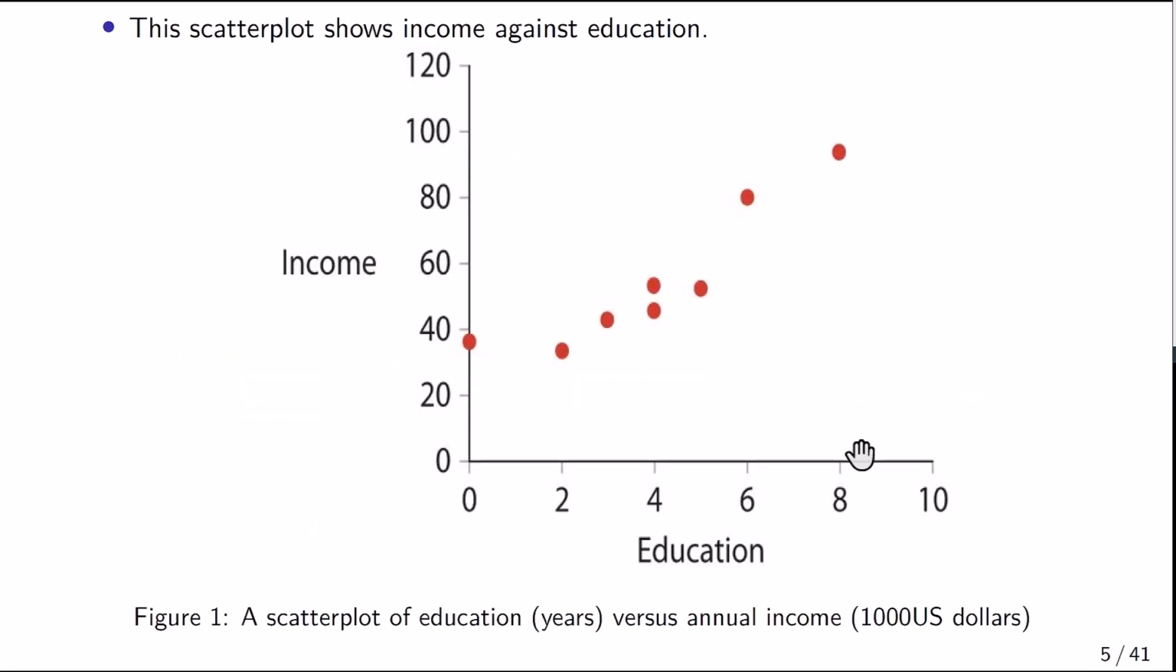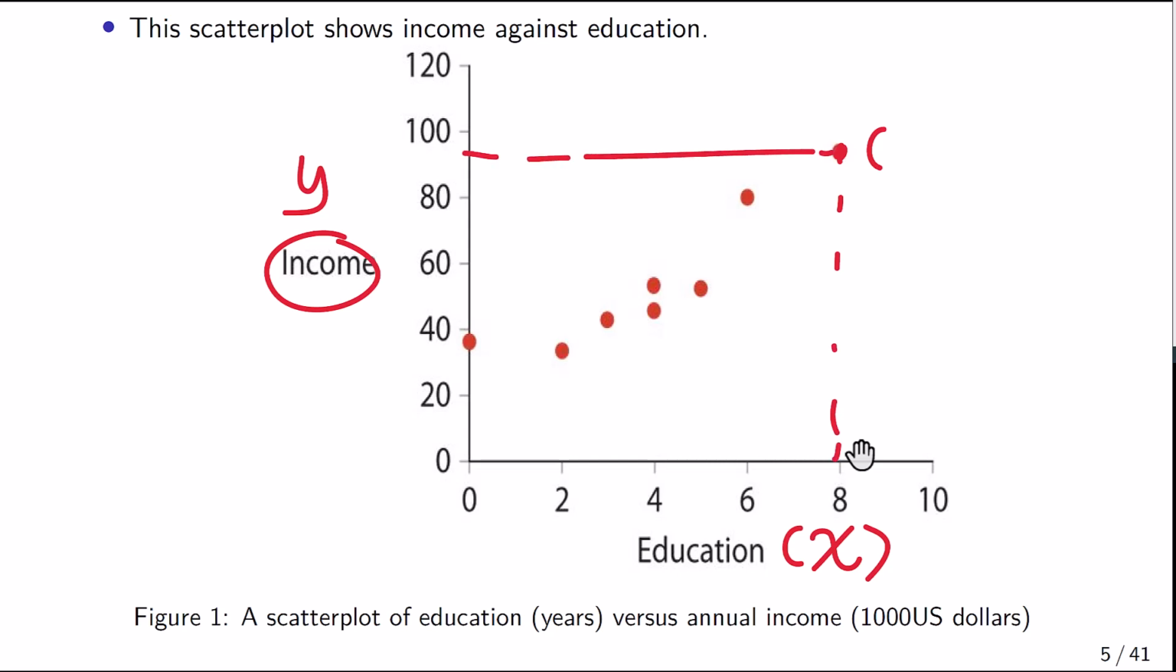This is a scatter plot that shows income against education. The x variable here is education, meaning years of school. Income is the y. So each dot is a pair of x and y. For example, here is 8 years of school, and here is 8. Each dot is a pair of x and y.